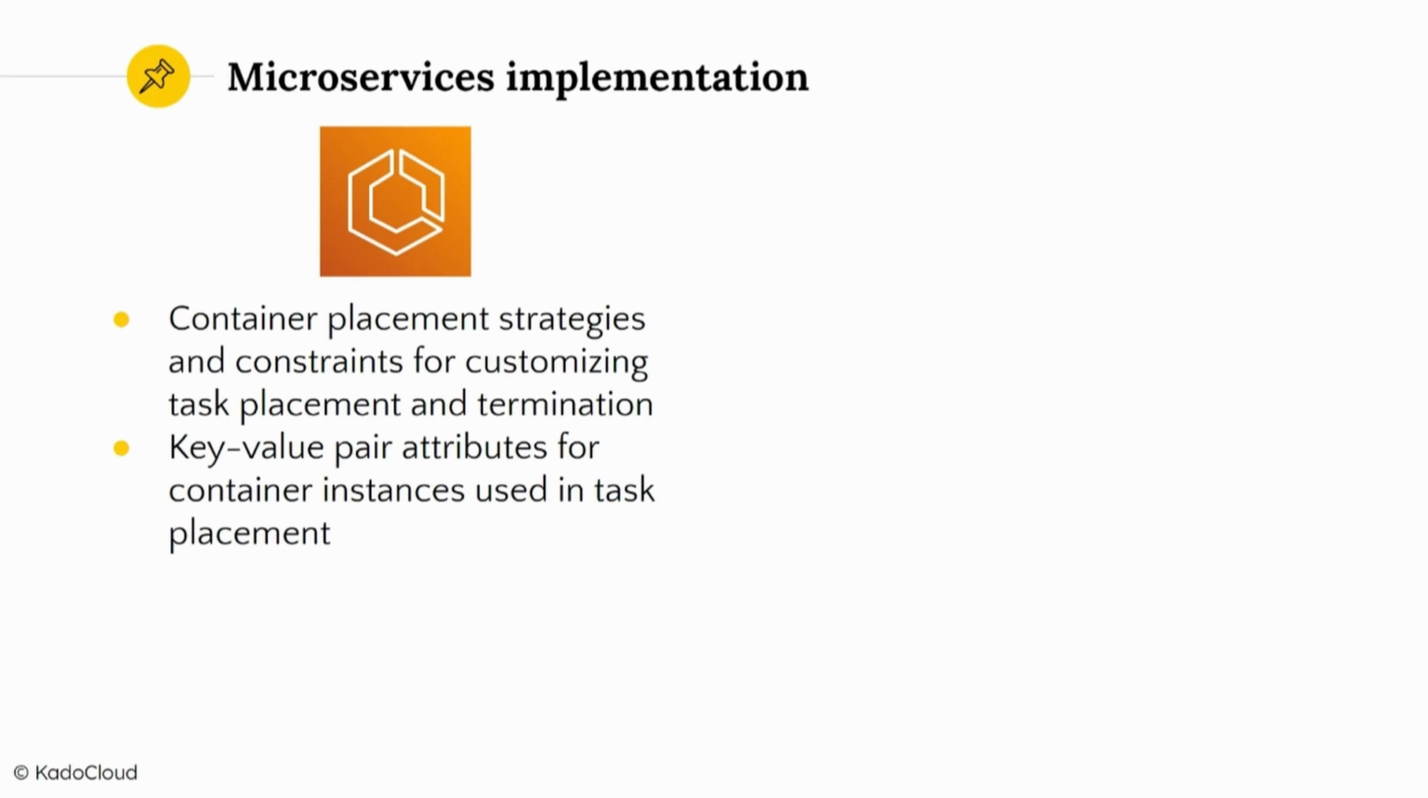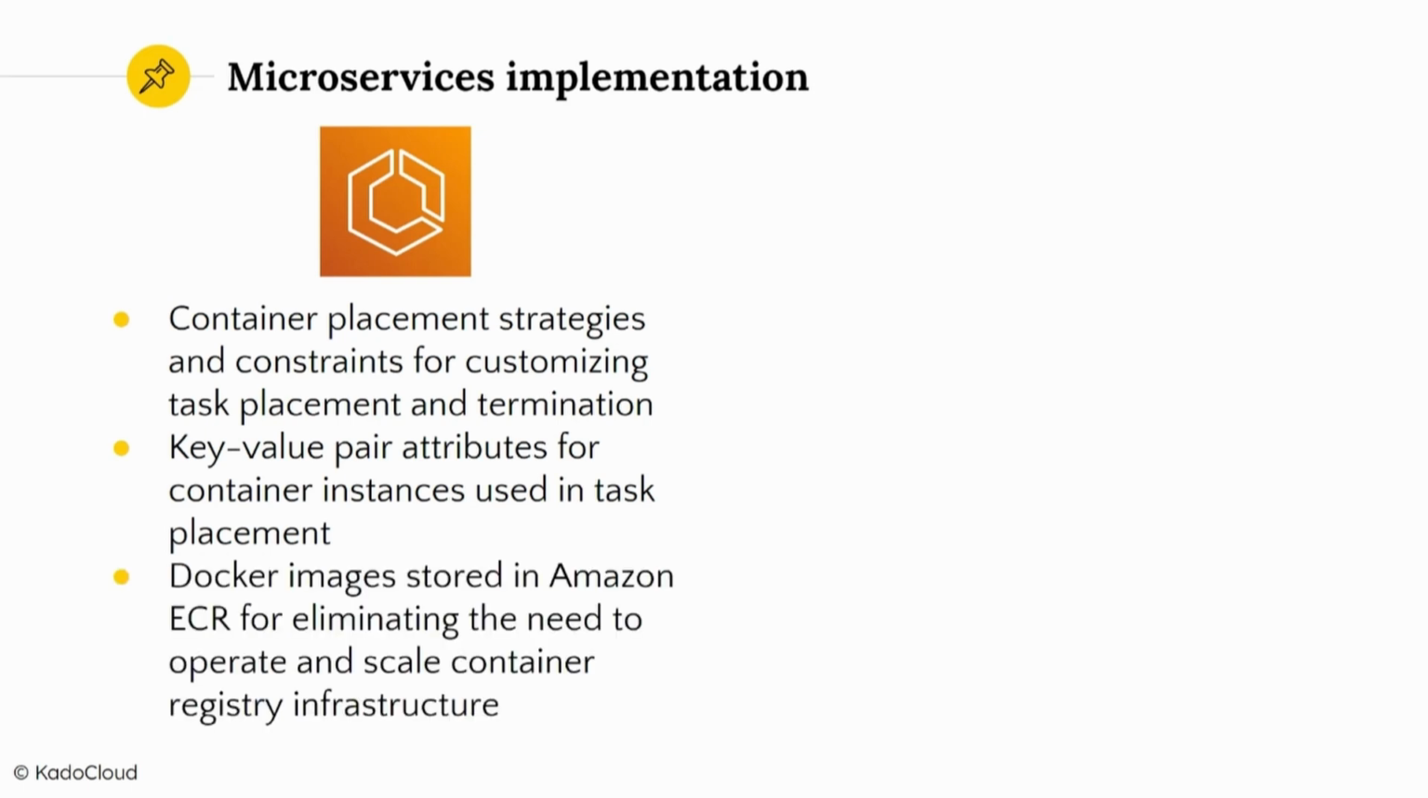Attributes in the form of key-value pairs can be associated with container instances, and constraints can be used to place tasks based on these attributes. Docker images used in Amazon ECS and Amazon EKS can be stored in Amazon Elastic Container Registry, Amazon ECR. Amazon ECR eliminates the need to operate and scale the infrastructure required to power your container registry.